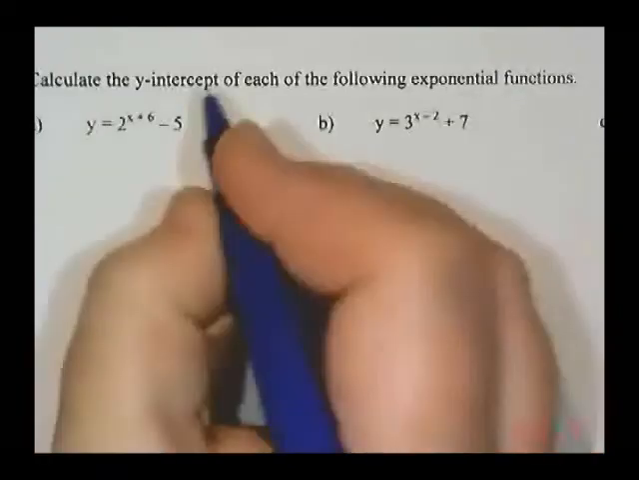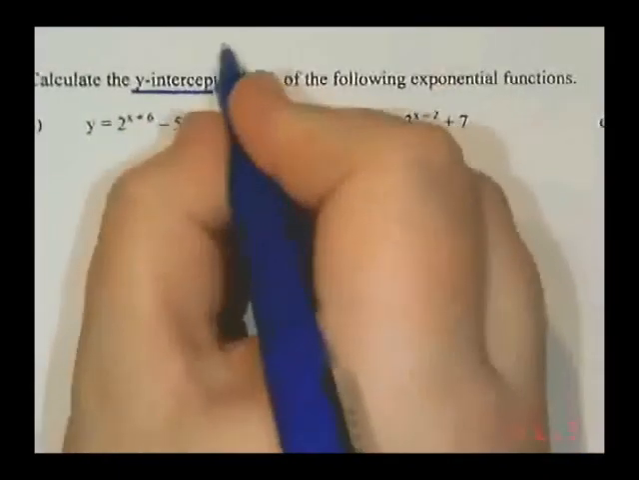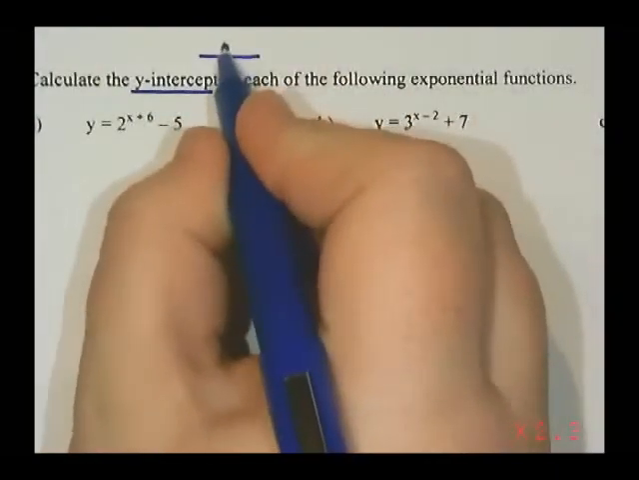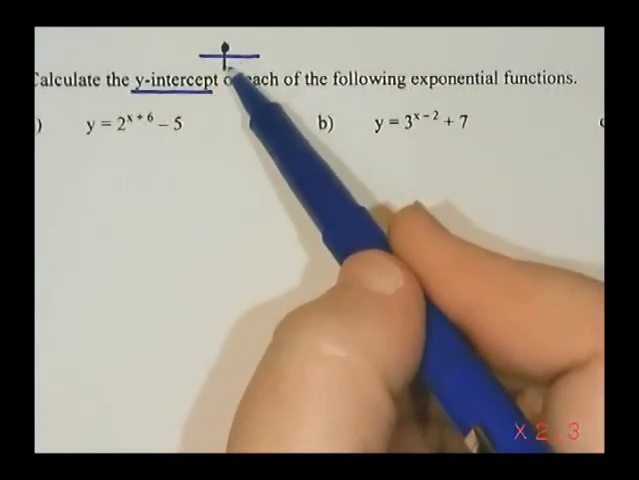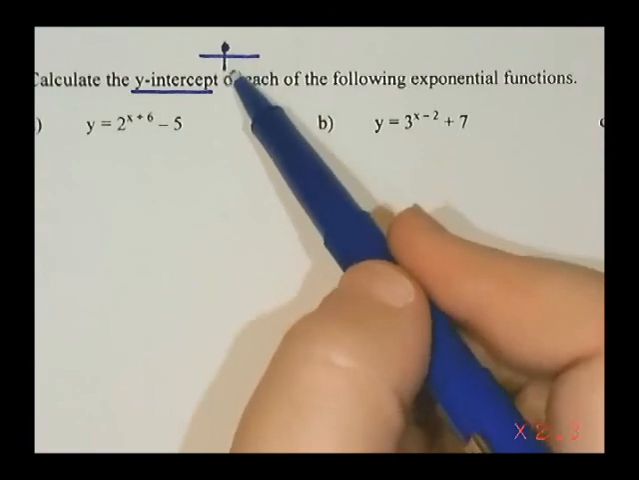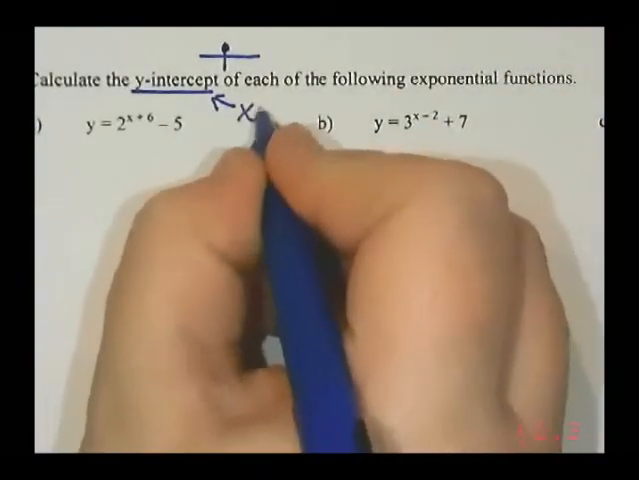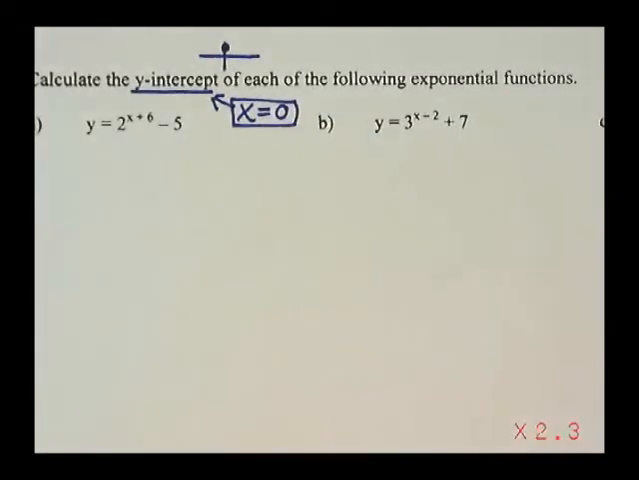To find the y-intercept, that's where the graph crosses the y-axis. So if you looked at a graph, it would be where the graph hits the y-axis. Now, all of the points on the y-axis have one thing in common, and that is that their x value equals 0. So if you want to find the y-intercept, you want to sub in x equals 0. And that's what we're going to do.